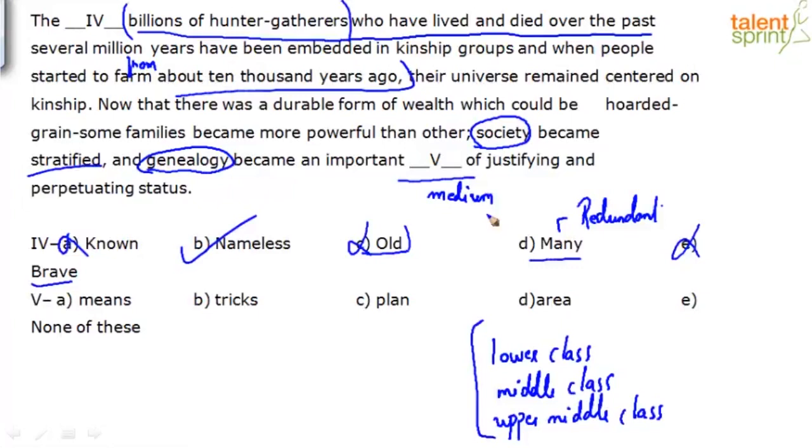So how did they justify and perpetuate status? Genealogy was the medium, the means through which this happened. So I wouldn't say genealogy is an area, but genealogy is a study. That is the means through which they were able to justify and perpetuate status. Are you following? Does it make sense now?